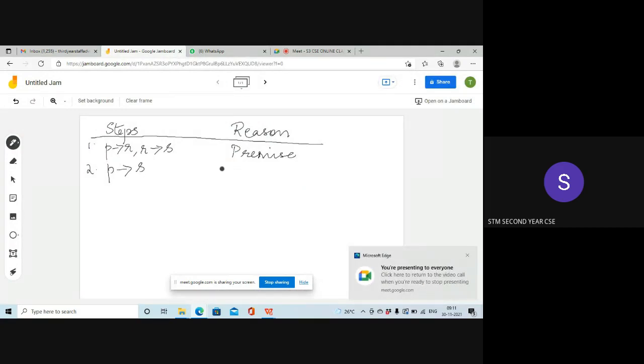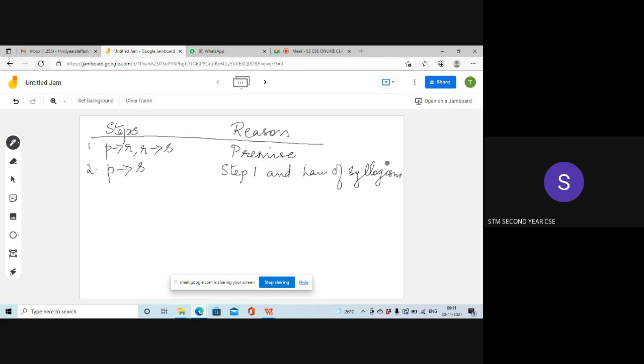So you have to write the reason here. That is, from step 1, applying law of syllogism. You have to write the step number and the law that you applied. So from step 1, you applied the law of syllogism and you got the second step. The reason for getting the second step should be written here. From step 1, you applied law of syllogism to get P implies S. Hope this much is clear to you.